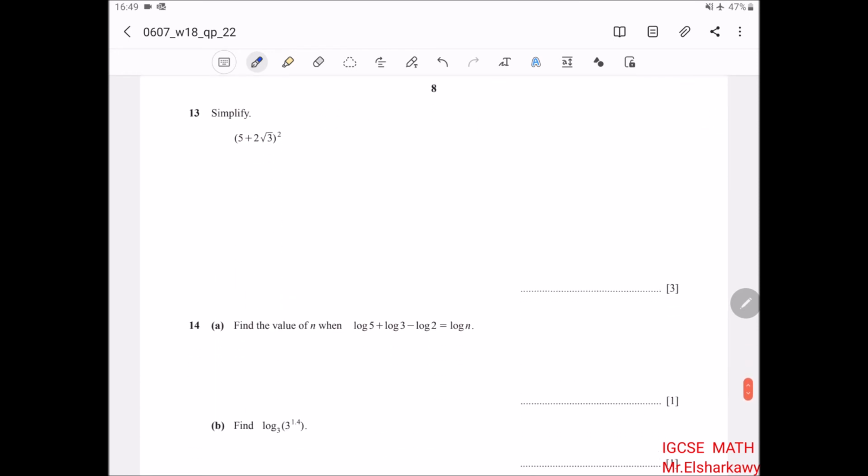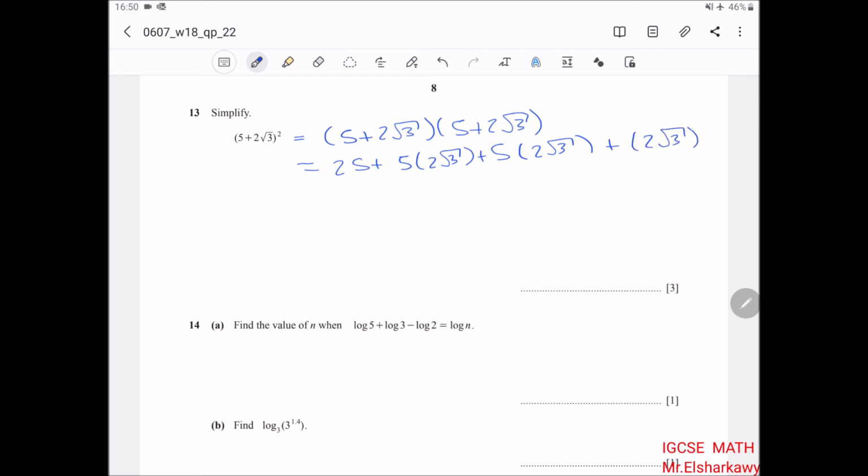Question 13, simplify (5 plus 2 root 3) all squared. So this would be equal to (5 plus 2 root 3) times (5 plus 2 root 3). This is equal to 25 plus 5 times 2 root 3, plus 5 times the other 2 root 3, then 2 root 3 times 2 root 3, plus (2 root 3) squared.